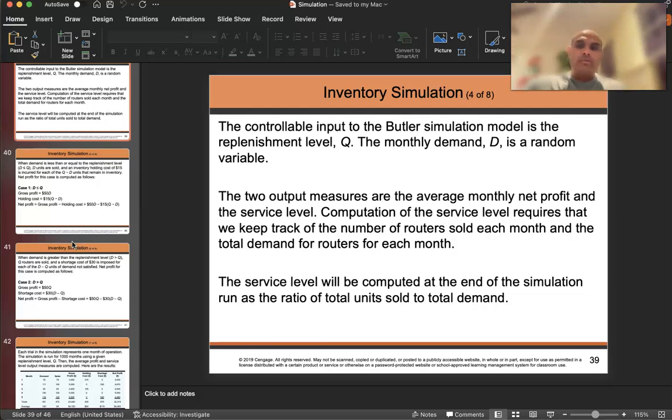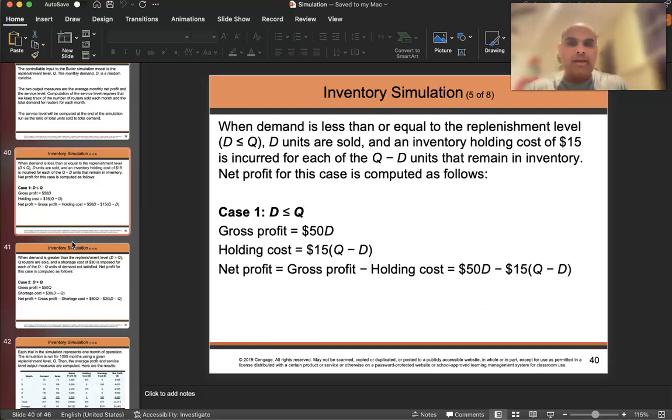Is the demand more than what we have, or is demand less than what we have? In case demand is less than the inventory level that we set, so if Q is 100 and demand is 90, then demand is less than the replenishment level, which means that we'll be able to satisfy all customer demand. In this case, essentially service level is 100% because you're able to satisfy all your customers.